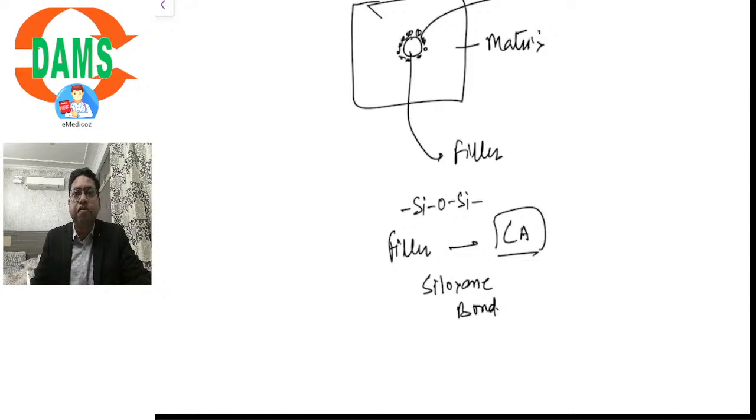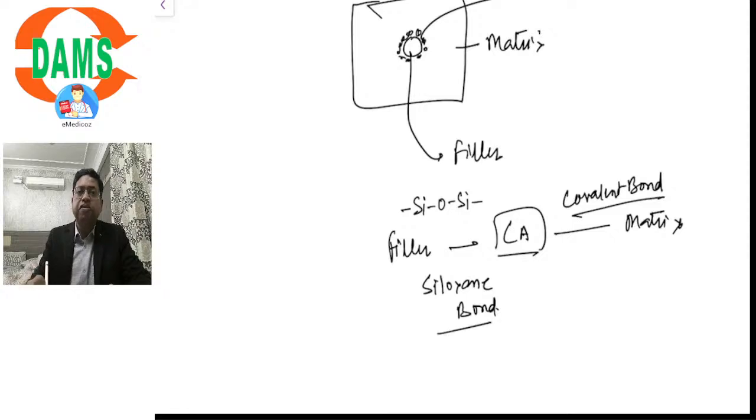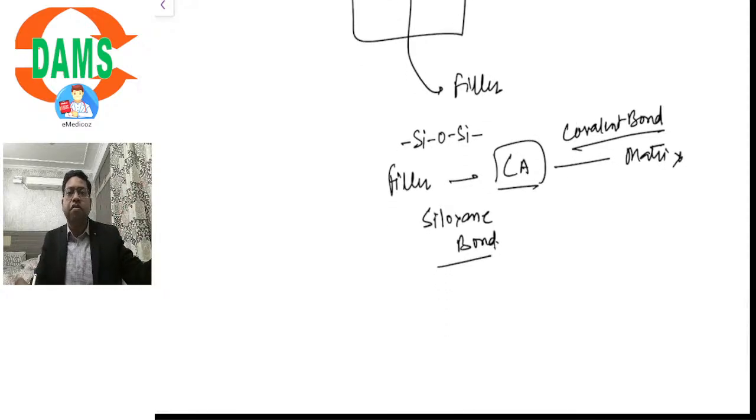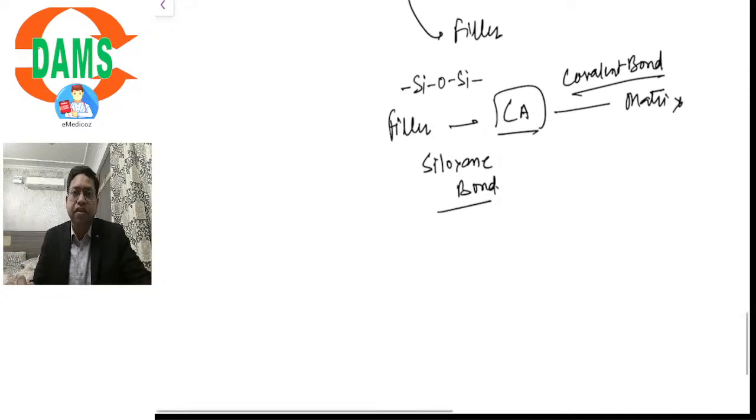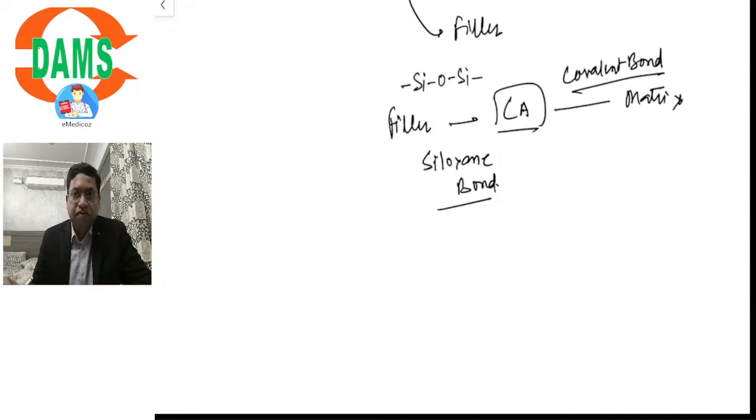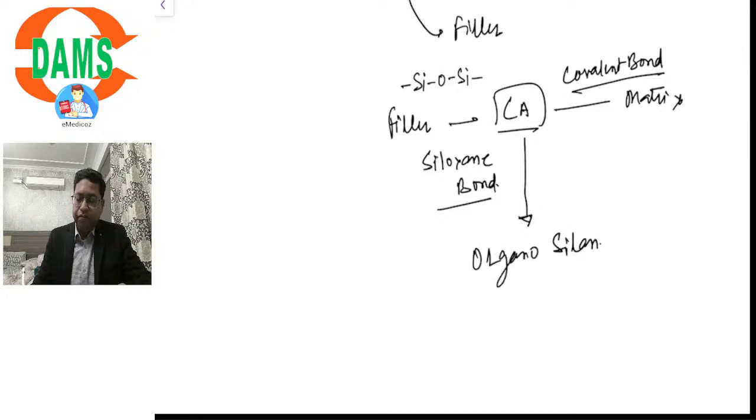That is the mechanism of bonding of fillers with the coupling agent. Similarly, these coupling agents bond to the matrix by way of covalent bond. So there is a different mechanism for the coupling agents to be bonded with fillers on one side and with the matrix on the other side. That's why they are called coupling agents. The most common coupling agents are organosilanes. So these are compounds which are organosilanes.